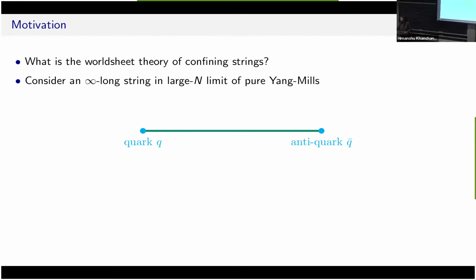And because of this large N limit, the self-interaction of the string is suppressed, so you don't have these glueballs that Gabriele was mentioning this morning. So on the two-dimensional worldsheet of the string, you then have a unitary field theory, and the question is, what is the action that describes this long string?